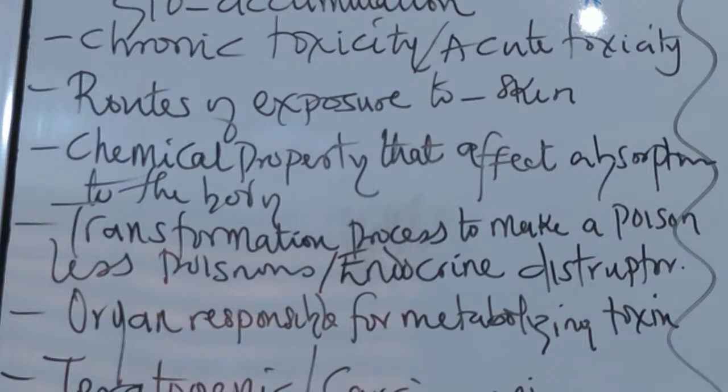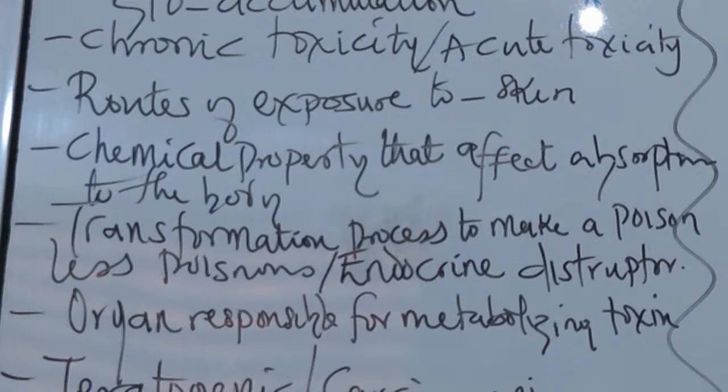And just like I said, the liver is one of the primary organs that is a primary target for toxins or poison. That is why it performs the role of metabolizing toxins, converting them into less active or less harmful substances. So that is very, very important.